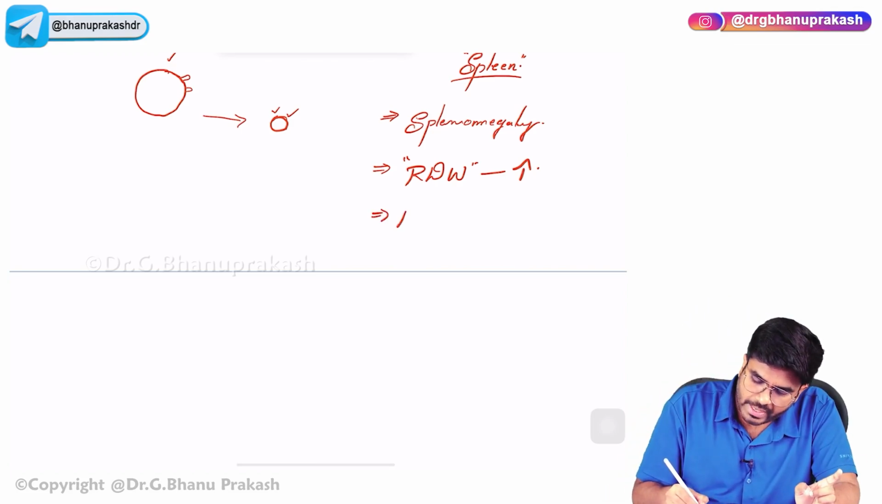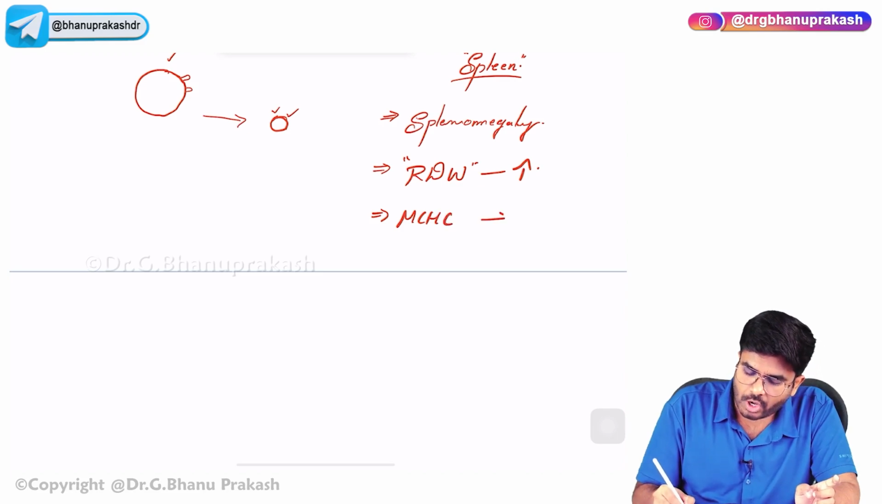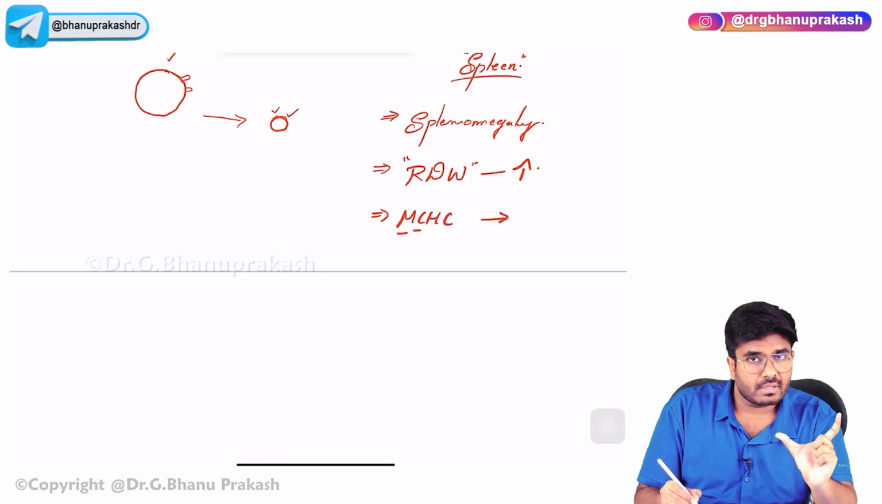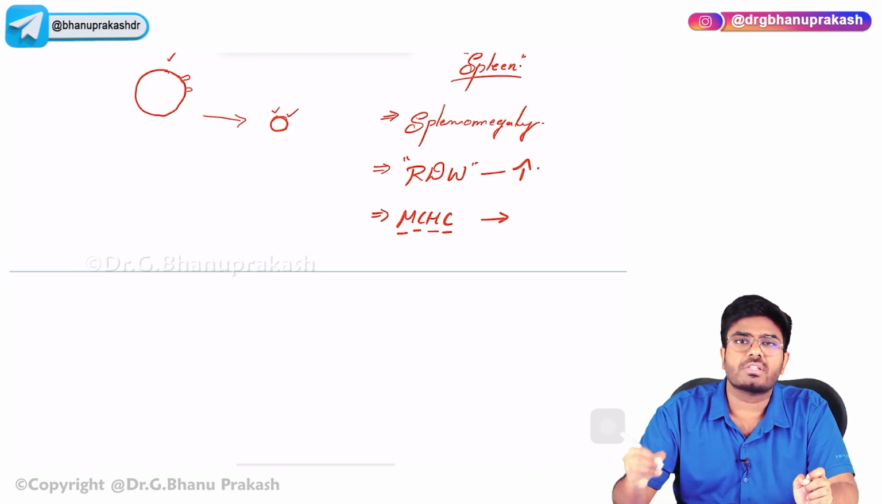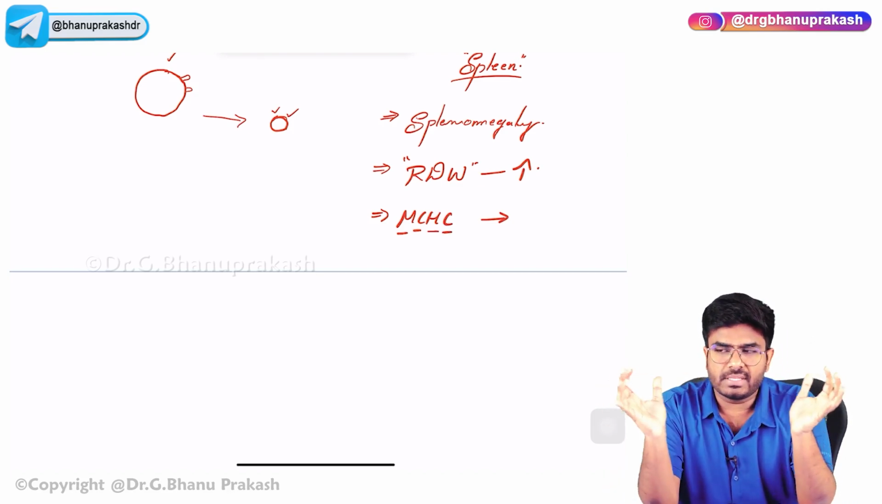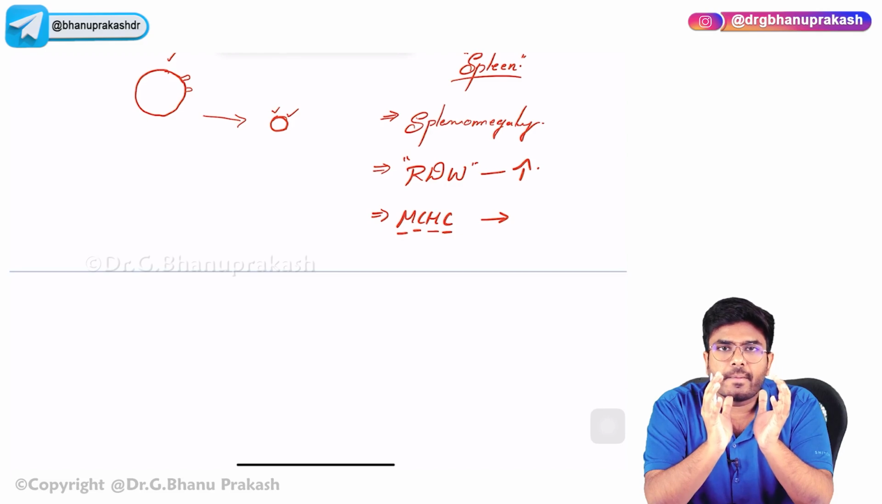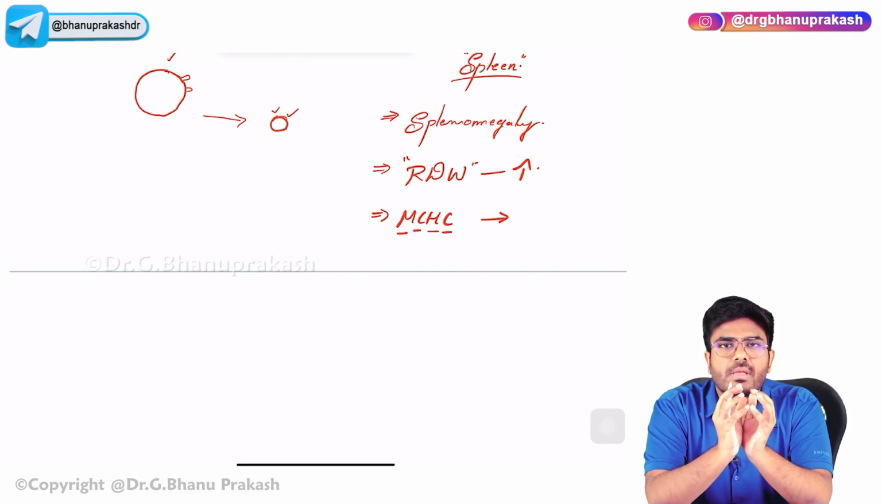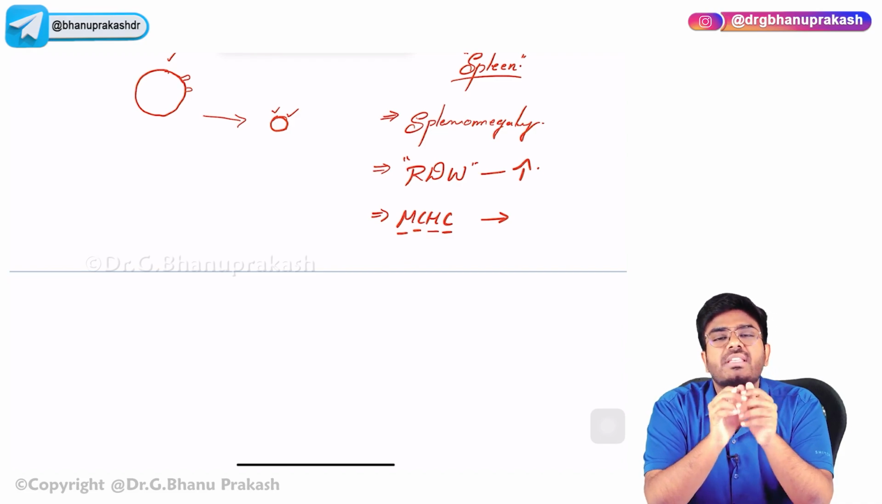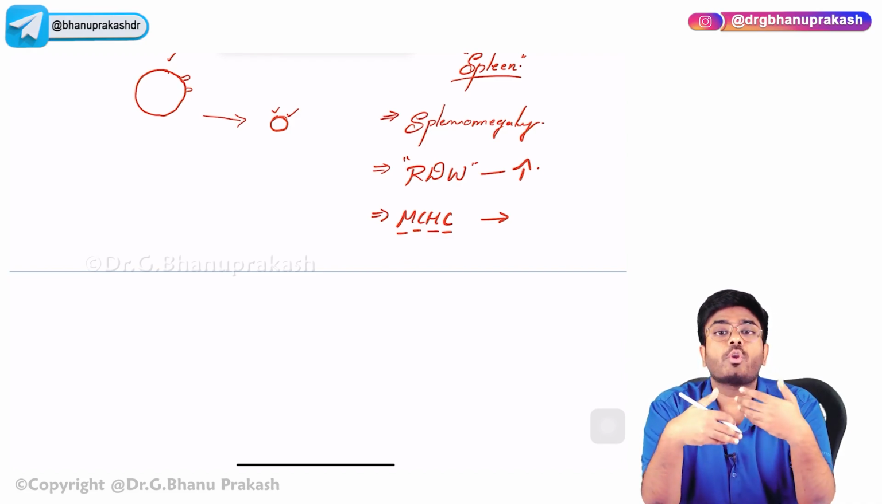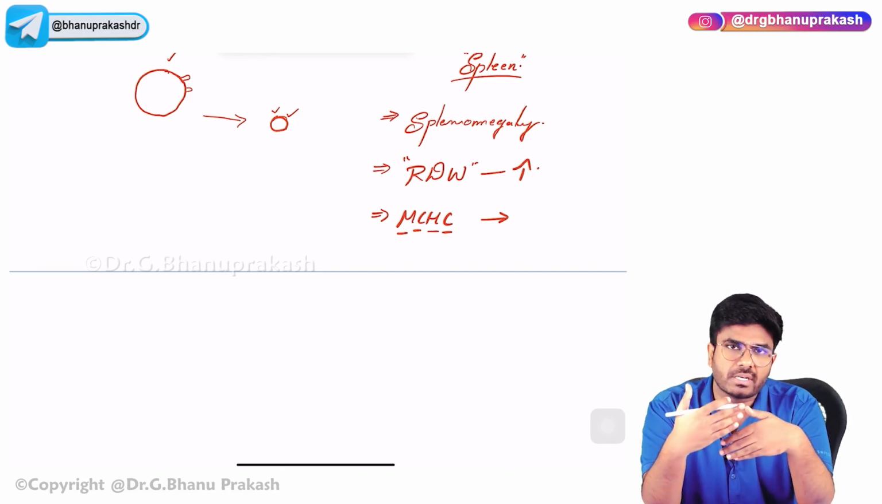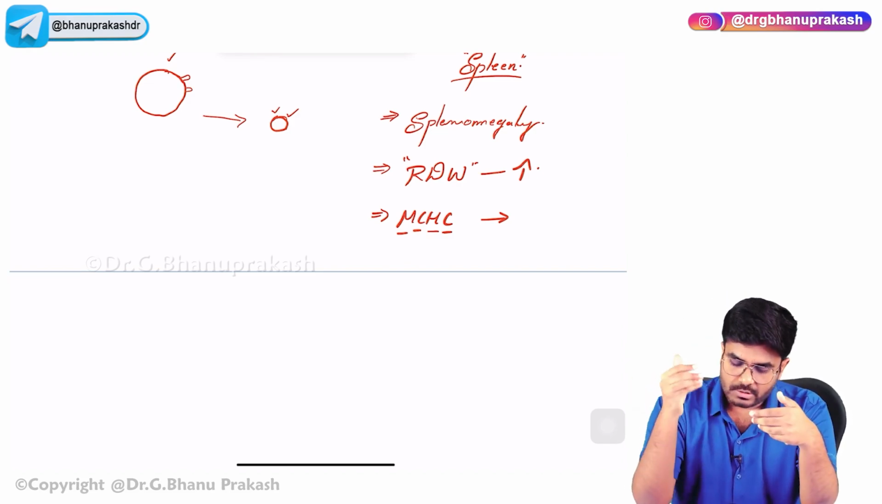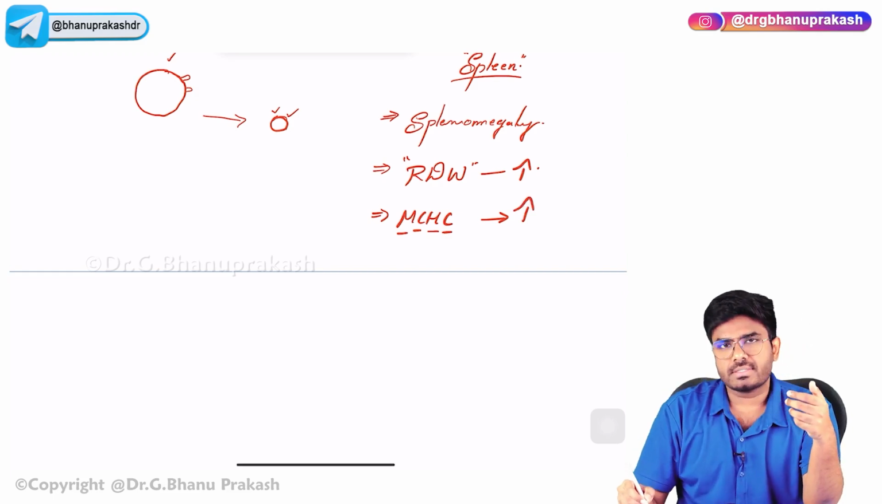Next, what about the MCHC? That's the mean corpuscular hemoglobin concentration. We are removing the cell membrane, the cells are becoming smaller in size. So now there is no problem with the hemoglobin. The cytoplasm is getting smaller and smaller, with the same amount of hemoglobin. So the relative hemoglobin concentration with the cytoplasm is increased. So mean corpuscular hemoglobin concentration increases.